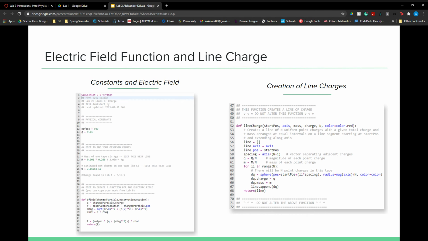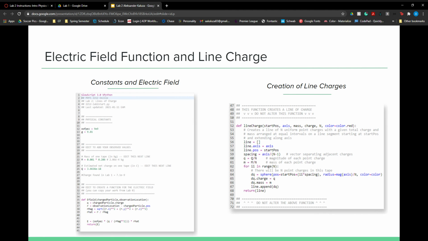To begin, I'm going to go over my electric field function and then how the line charges were created. For the electric field function, I simply obtained the charge by taking the charge particle charge, and then found our R vector by subtracting the position of the charge particle from our observation location. I then calculated the magnitude of R and R hat, as we have learned in class, and then used the electric field formula for such a scenario and returned that.